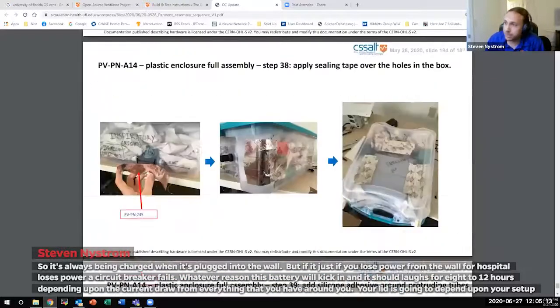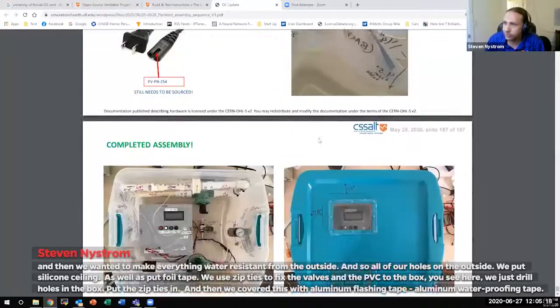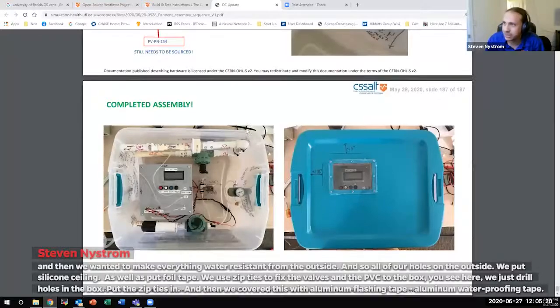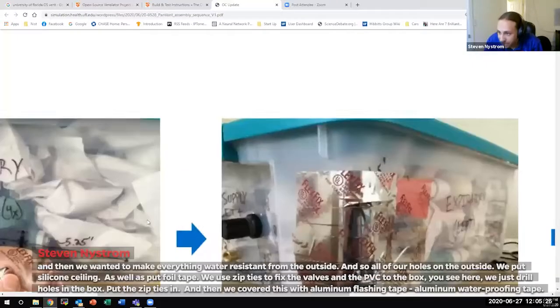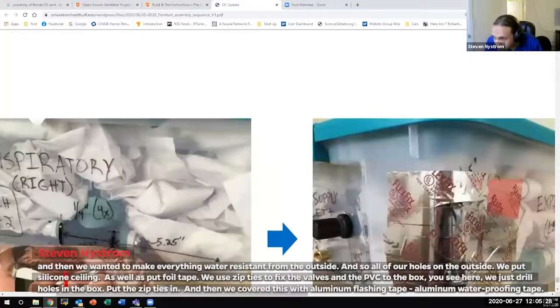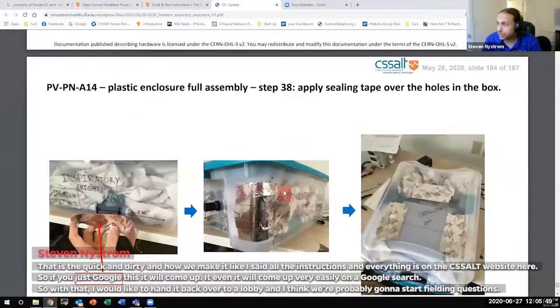Your lid is going to depend upon your setup. And then we wanted to make everything water resistant from the outside. And so all of our holes on the outside, we put silicone sealant, as well as put foil tape. We use zip ties to fix the valves and the PVC to the box. You see here, we just drilled holes in the box, put the zip ties in, and then we covered this with aluminum flashing tape. Aluminum waterproofing tape. You could use this outside or on ductwork, like your HVAC system, your AC or heating systems, but basically just waterproof tape. That is the quick and dirty of how we make it.